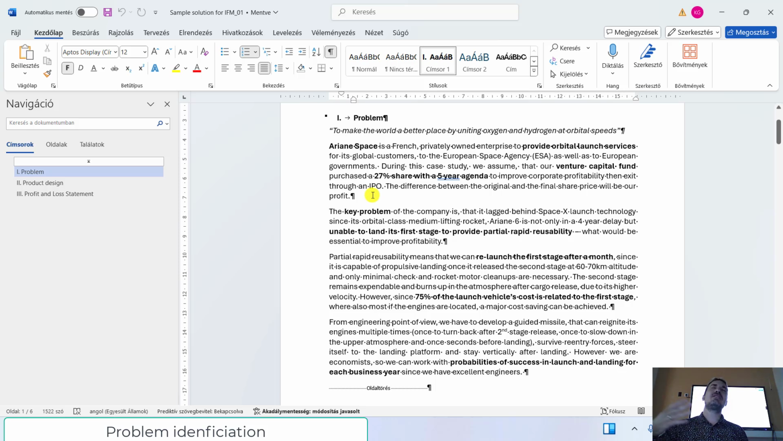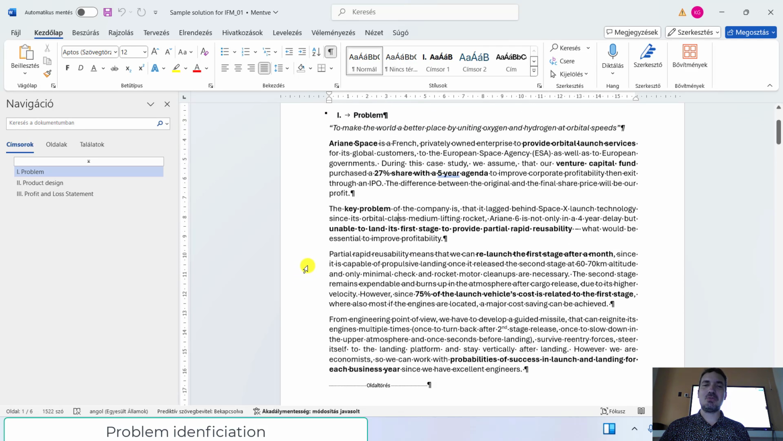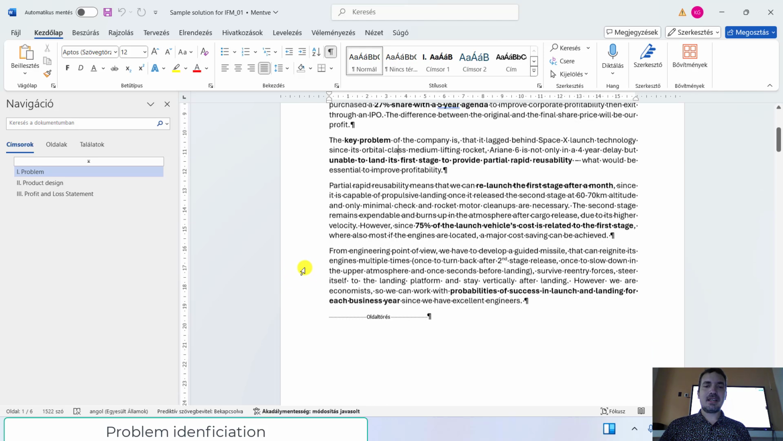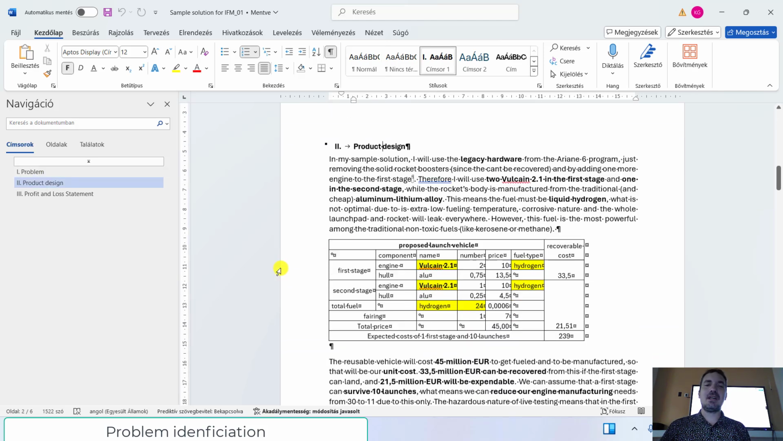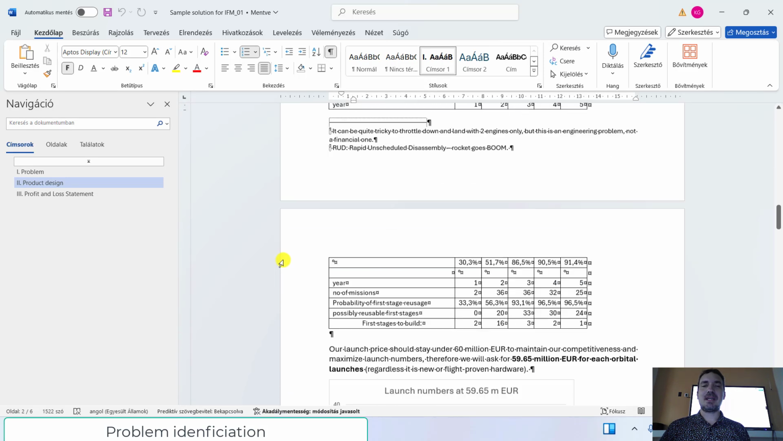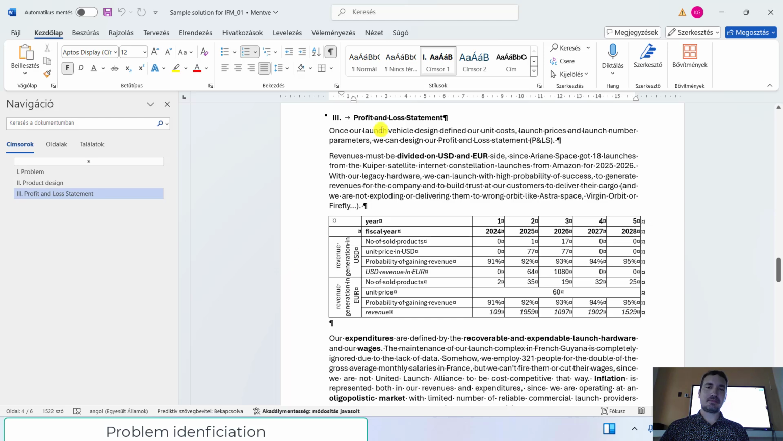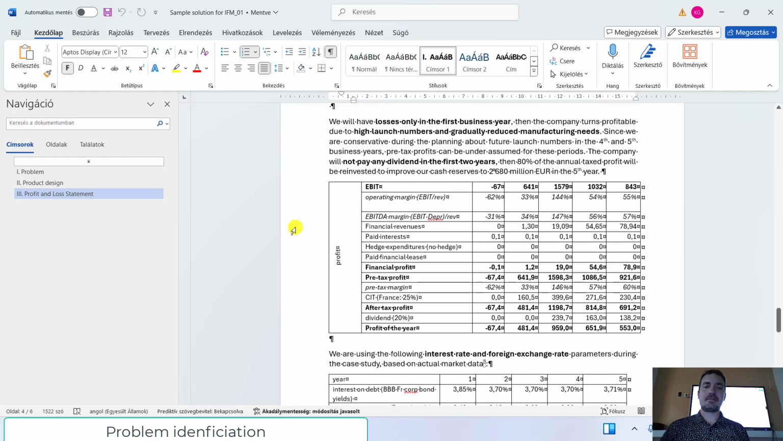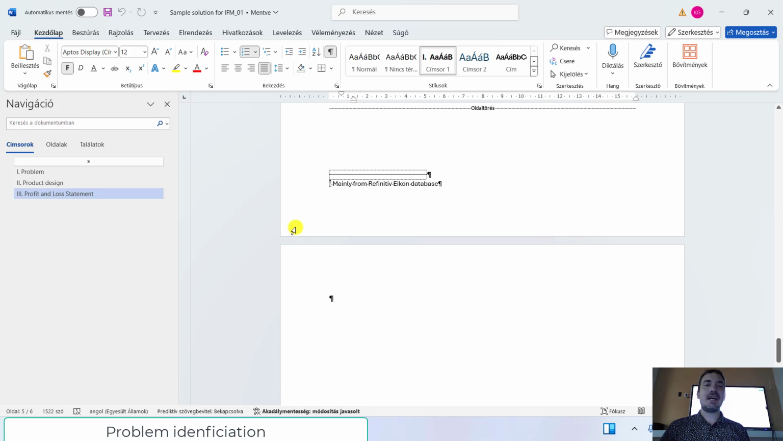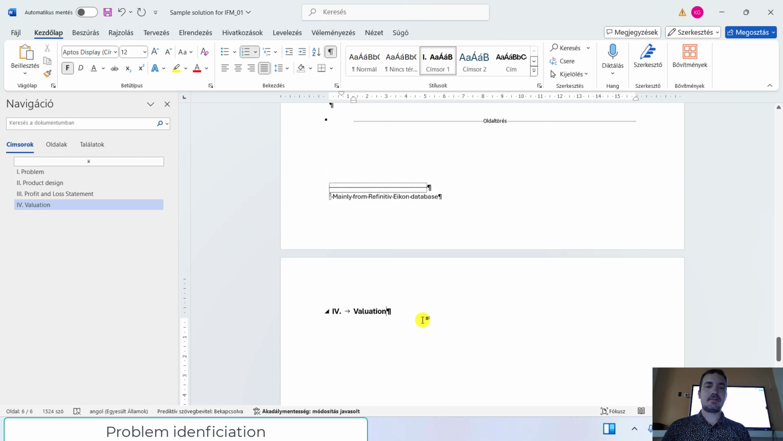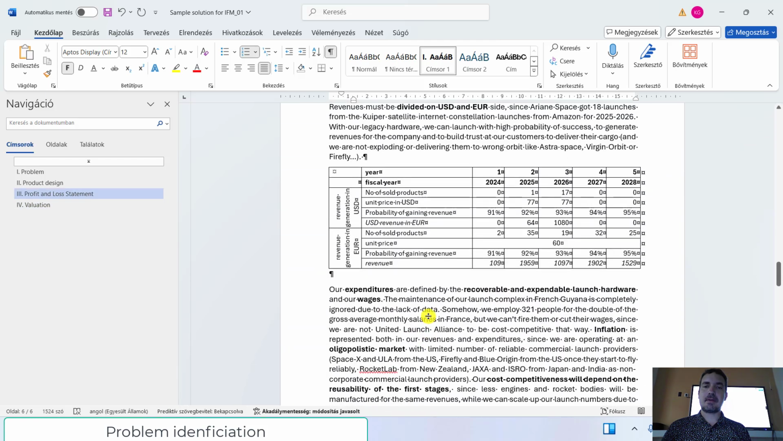Okay, so as you can see here, it's easier to start with the initial problem. It's always nice to introduce what the problem to be solved is before we start to provide solutions, because identification of the steps is necessary, and the motivation. Second step, product design, what you have done, in this case with a nice description, and after that the profit and loss statement, and then this will be continued by valuation. This will be the last step.